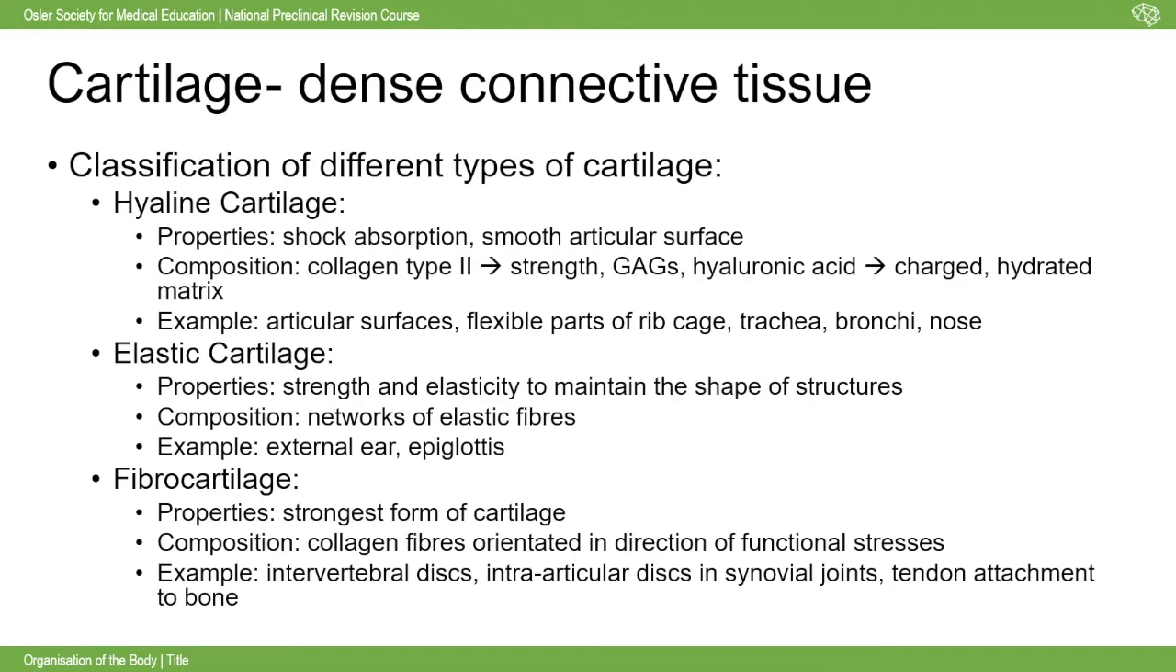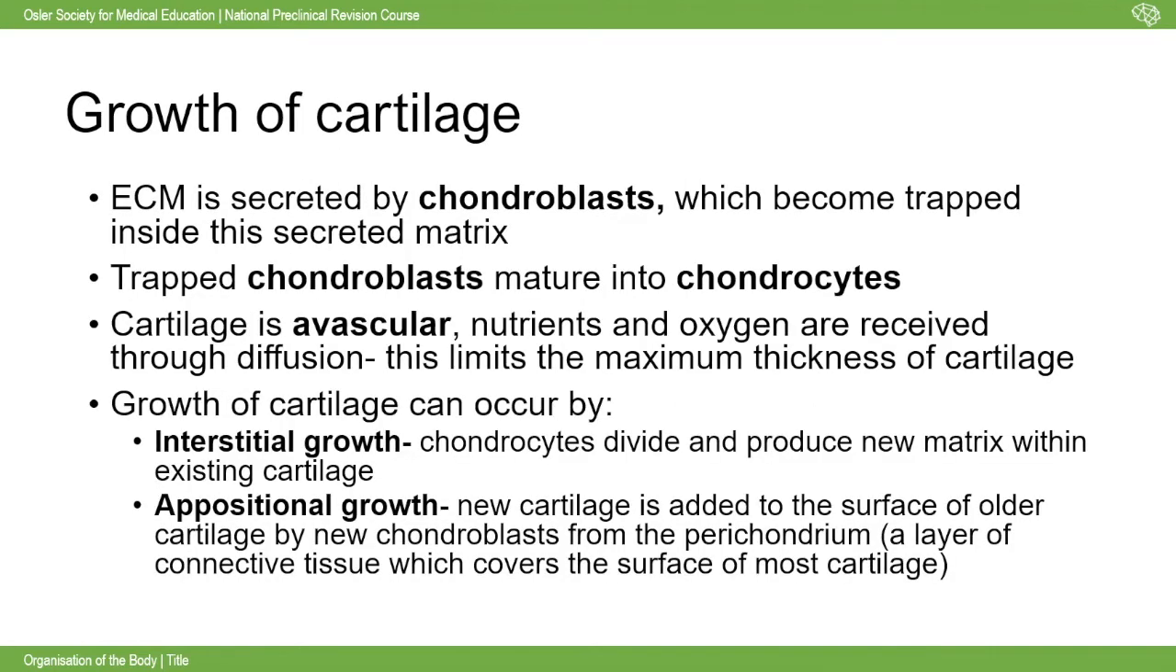Looking next at fiber cartilage, the property of this cartilage is that it's the strongest form of cartilage. In this case, the collagen fibers are oriented in the direction of functional stresses to ensure that you're maximizing the strength of your cartilage. This is present within intervertebral discs in the spine, and intra-articular discs in synovial joints. So again, where we need a high degree of strength, and tendon attachment to the bone.